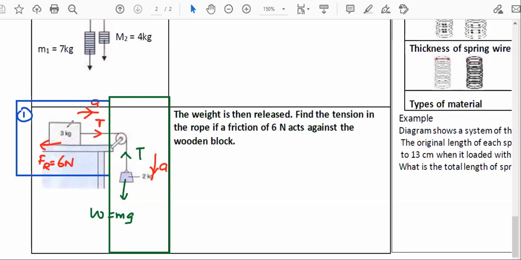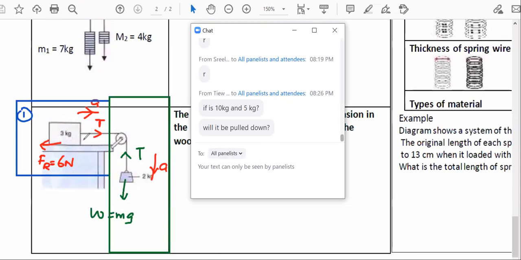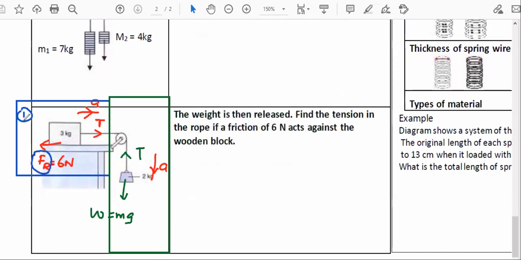Wow, okay, a student told me the answer already. Very good. T minus, in this case there's no mg for horizontal, it's frictional force. So in general, it should be T minus frictional force equals to MA, correct? Then of course you straight away substitute. Your frictional force is 6. T minus 6 equals to 3A. First equation.